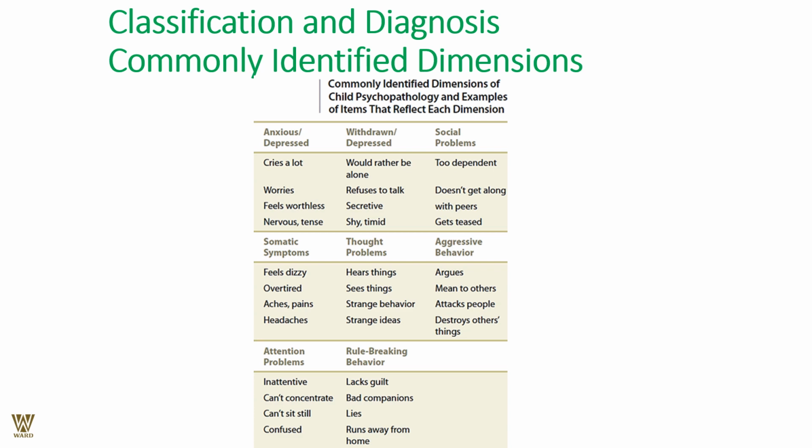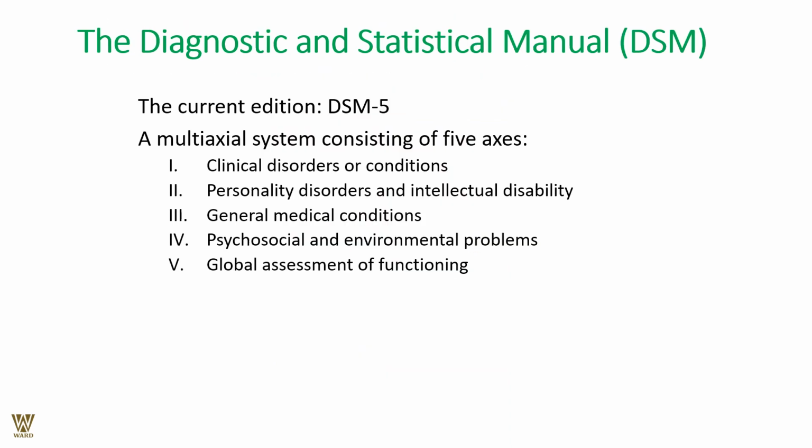Then we have aggressive behaviors, which is all about arguments, being mean to others, attacking people, destroying other things, as the case might be. We're talking about attention problems: inattentive, can't concentrate, can't sit still, confused, as the case might be. We're talking about rule breaking behavior: lacks guilt, bad companions, lies, runs away from home every now and then. These are rule breaking behaviors, these are antisocial behaviors. So I am trying to give you the commonly identified dimensions.